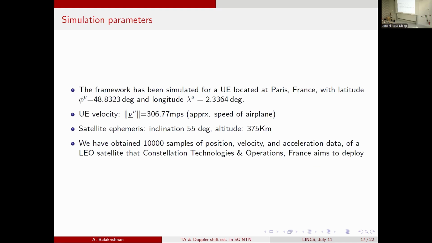We are working in close collaboration with Constellation Technologies and Operations. We received the data of the satellite positions, velocity, and acceleration, which they plan to deploy. We received 10,000 samples from them. The framework has been simulated for a UE located at Paris. We have chosen the UE velocity to be quite high, approximately the speed of an airplane, to test the robustness of the framework.